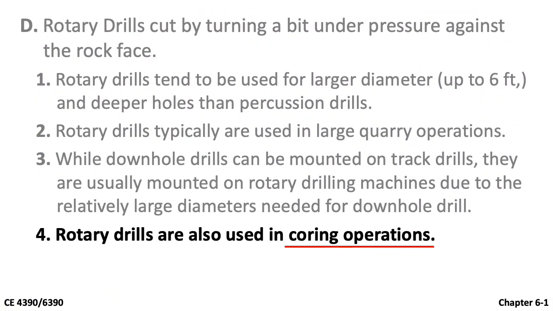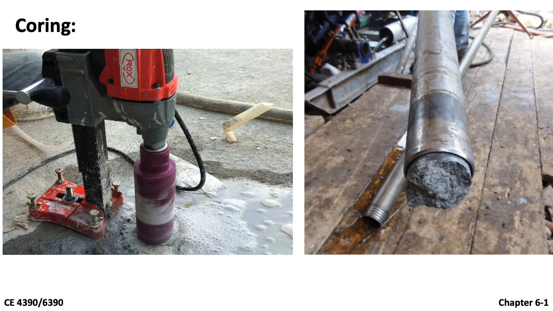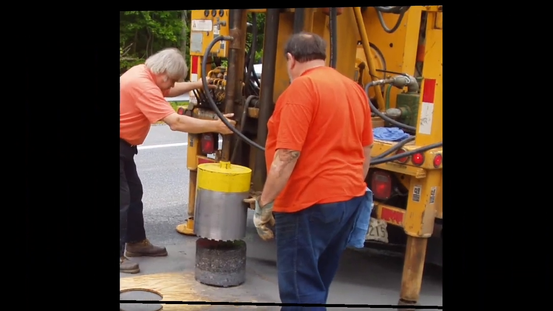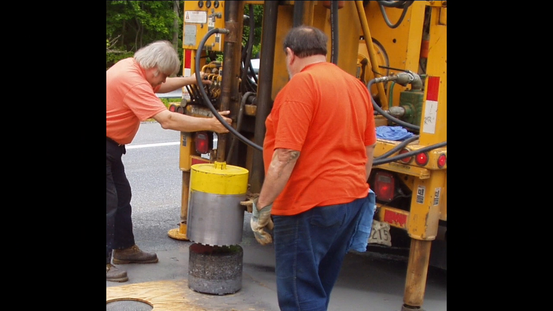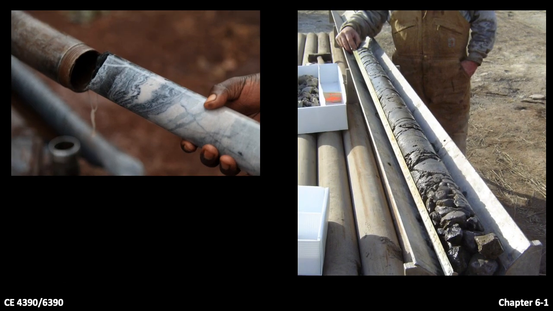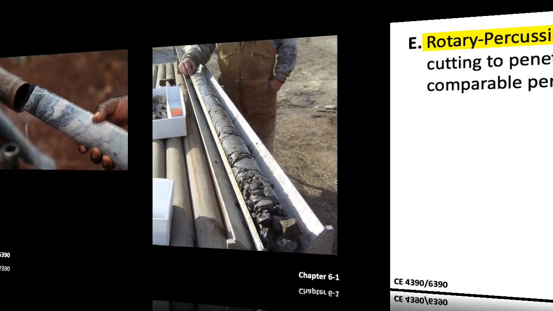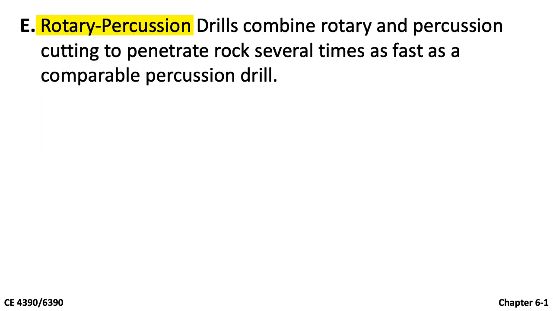Rotary drills are also used in coring operations. For coring operations, a material core will be collected after the drilling is complete. Another type of drill is rotary percussion. This drill combines rotary and percussion cutting. It can penetrate rock several times faster than a comparable percussion drill.